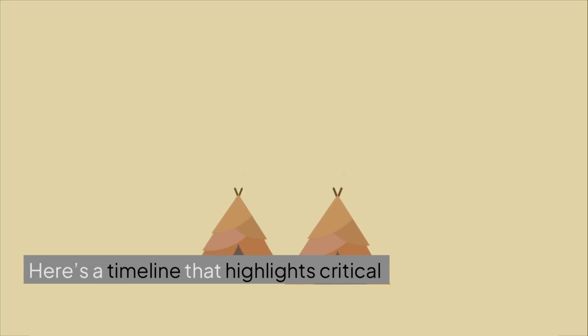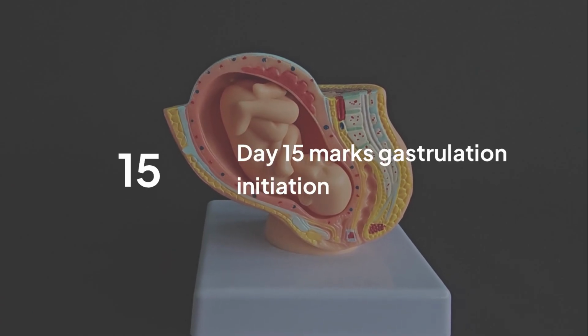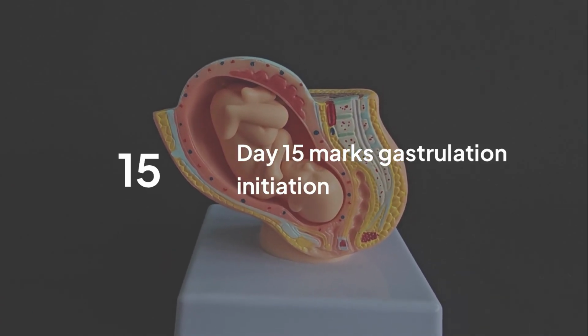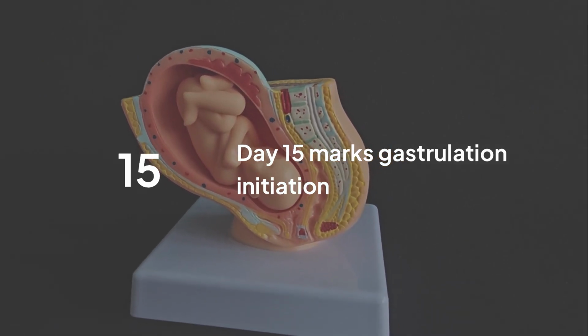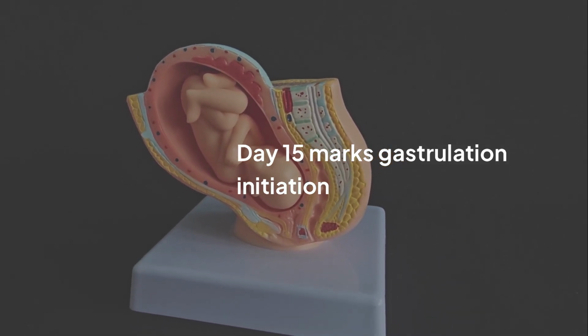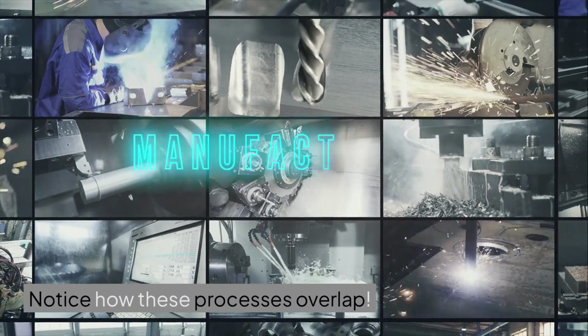Here's a timeline that highlights critical events. Day 15 is for gastrulation, day 16 for the notochord, day 17 for somites, and days 18 to 21 for neurulation. The heartbeat starts between days 21 and 22. Notice how these processes overlap.